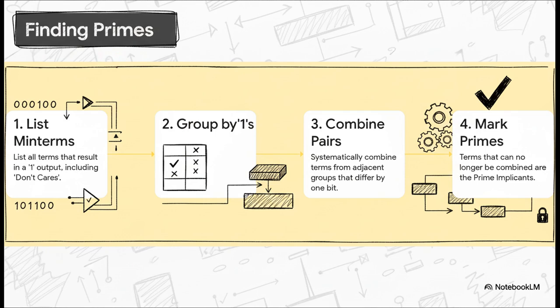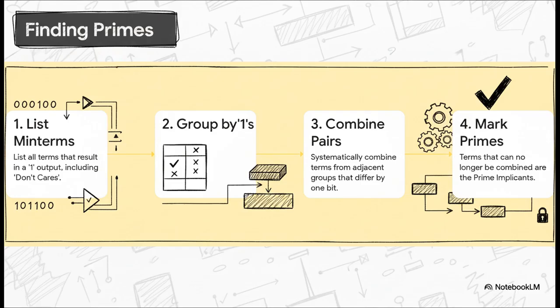So, how does it find these little Lego bricks? It's actually a pretty brilliant process. First, it just lists out every input that gives you a 1 or a true output. Then it gets organized, grouping all those terms based on how many 1s are in their binary code. Now, here comes the magic. It starts methodically comparing terms in neighboring groups. If it finds 2 terms that differ by just 1 single bit, bam! It combines them into a new, simpler term, replacing that differing bit with a dash, which basically means we don't care about this bit.